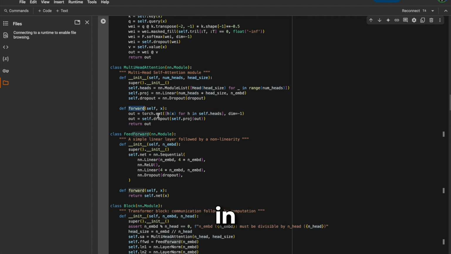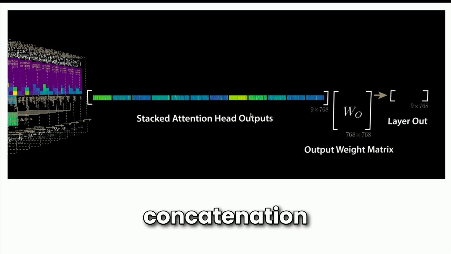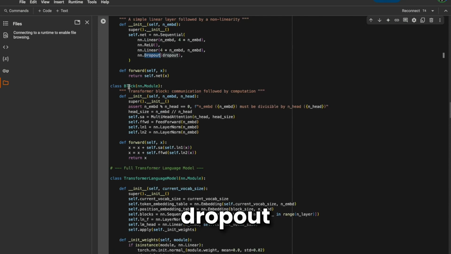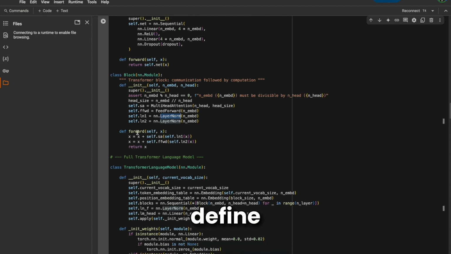And eventually, in its forward function, we are doing the concatenation, which is shown here, right? And then we have this classic simple linear layer, the feed-forward layer, which is a sequentially generated linear layer followed by a ReLU non-linear layer, another linear layer, and a dropout layer. And finally, we have the full block, which has a multi-head attention, a feed-forward layer, and the layer norm. That is an inbuilt layer norm function, which is why we didn't need to define it.